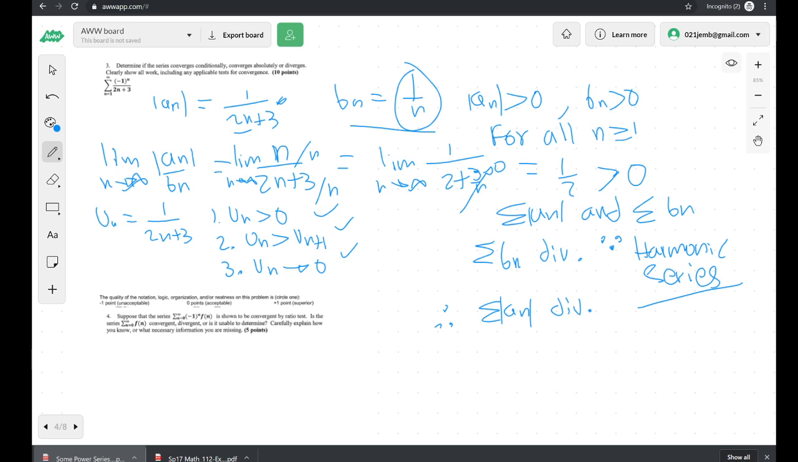It converges, and you could say already that because it does not converge absolutely, it converges conditionally. So converges conditionally.